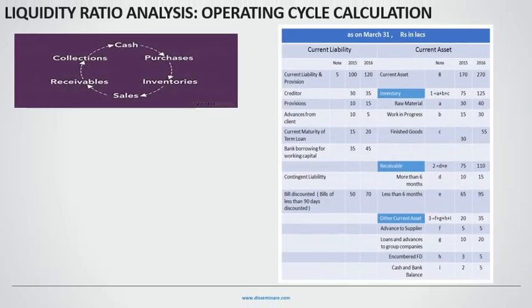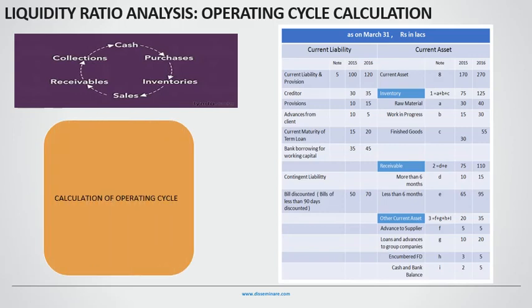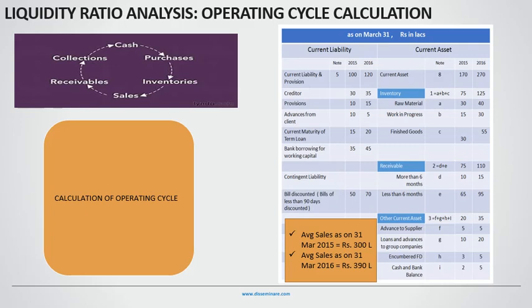We shall calculate the operating cycle of MSXYZ Limited. Please refer to the balance sheet as on the 31st of March 2015 and 2016. We shall calculate the operating cycle for both the years and compare the same for assessment of liquidity. MSXYZ Limited has also achieved sales of Rs 300 lakhs, as on the 31st of March 2015 and Rs 390 lakhs as on the 31st of March 2016.